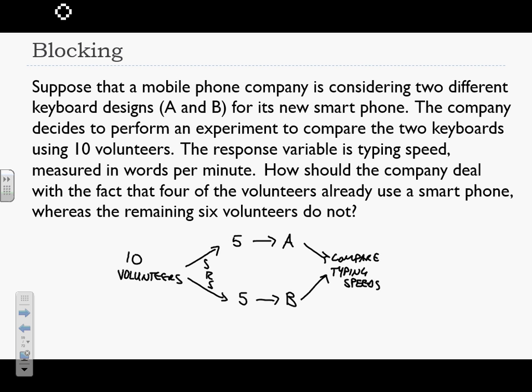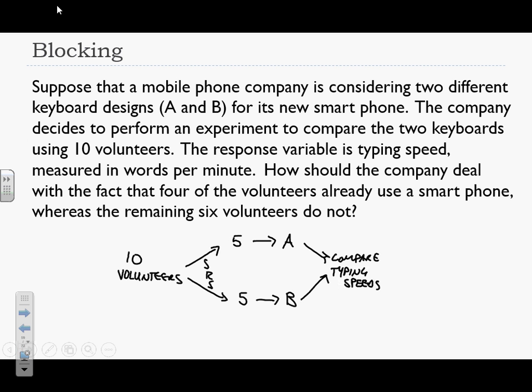Okay? Now, it says 4 of the volunteers already use a smartphone, whereas the remaining 6 do not. Why would that maybe cause an issue with us just taking our 10 and randomly assigning them to the 2 different keyboards? Because those 4 could end up in the same group, and so that group will do a lot better. Yeah, if we have 4 people that are already using a smartphone, chances are they're going to be faster already than the 6 who do not currently use smartphones, right? So whether they're getting keyboard A or keyboard B, they're probably going to be faster anyway because they're used to how smartphones work, how they operate.